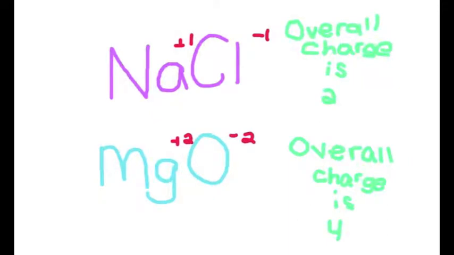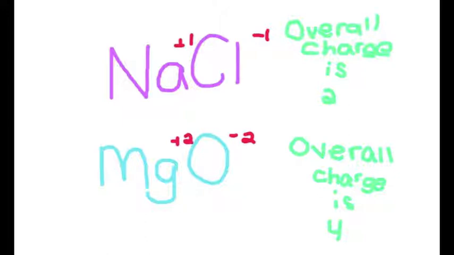Ionic bonds are when a metal and a nonmetal bond together. The more charge it has, the stronger the intermolecular forces it will have. For example, NaCl would be weaker than MgO because NaCl would have an overall charge of 2 and MgO would have an overall charge of 4. So it will require more energy to break down MgO than it would to break down NaCl.